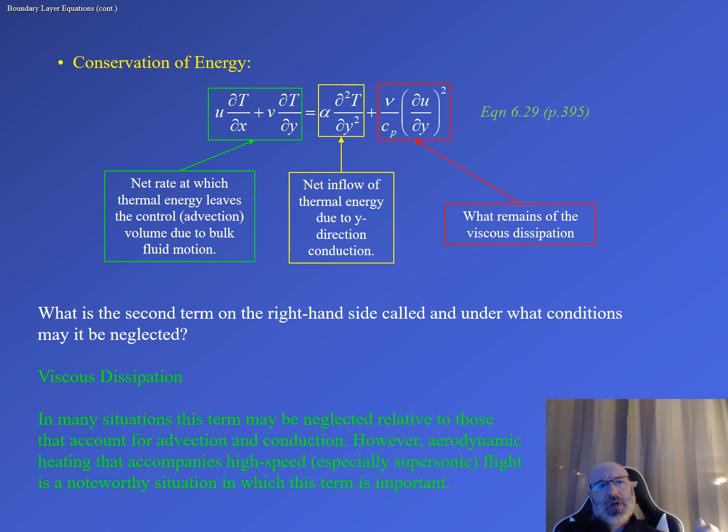So let's ask ourselves this question. What is the second term on the right-hand side of the equation called, and under what conditions may this be neglected? This is our second term on the right-hand side of our equation. What do we call this? Well, this is our viscous dissipation. And when can this be neglected? Well, there are many situations where this term can be neglected relative to those that account for advection and conduction. However, aerodynamic heating that accompanies high speed, especially supersonic flight, is a noteworthy situation where this term is going to be important and we don't want to neglect it.